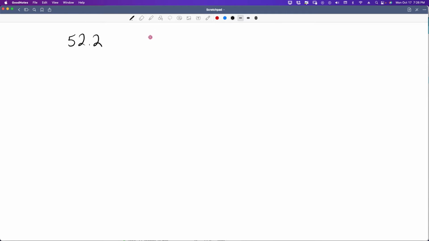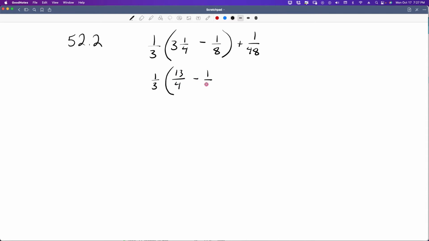In 52.2, we are asked to simplify 1/3 times the quantity 3 1/4 minus 1/8, plus 1 over 48. What we're going to do first is look inside the parentheses, because our order of operations says we do parentheses first. First and foremost, we get rid of the mixed number, because algebra hates mixed numbers. So 3 times 4 is 12 plus 1 is 13, so it's 13 over 4 minus 1 over 8. And that again is plus 1 over 48.